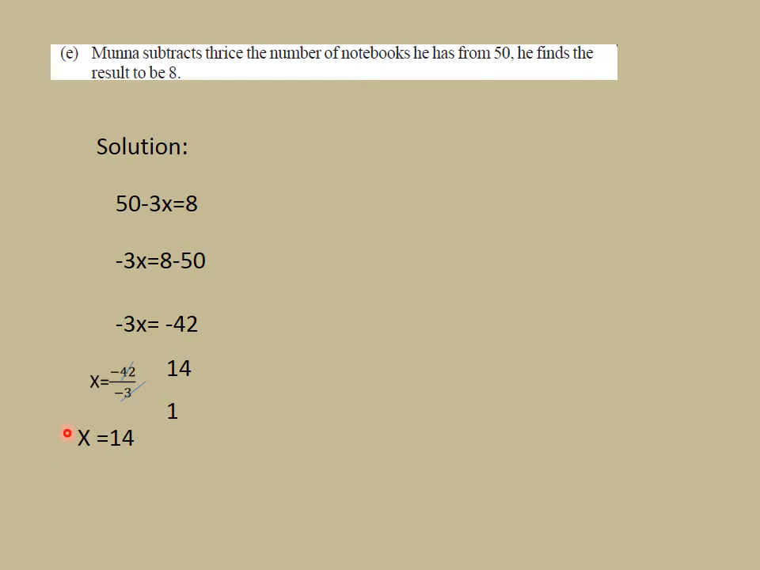Munna subtracts thrice the number of notebooks he has from 50. So he subtracts thrice the number of notebooks, that means 3 times the notebooks. The number of notebooks we take as x. 3 times x, he has from 50. So 50 minus 3 into x.